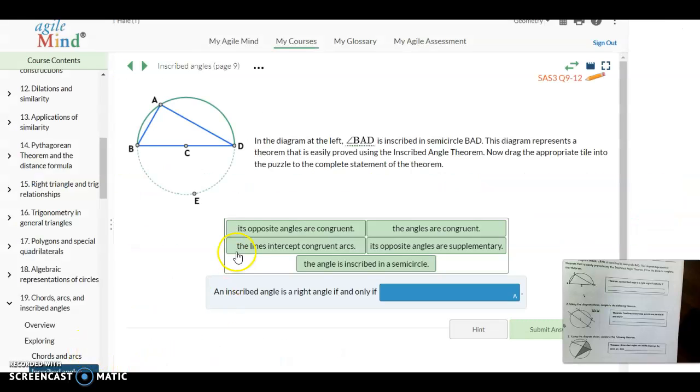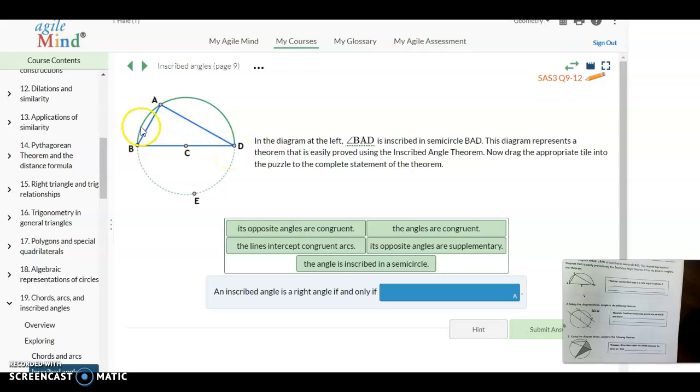Okay, on the first one, I hope you recognized that angle BAD has its vertex on the circle. So remember, that's called an inscribed angle, and an inscribed angle is half of its intercepted arc. Since BD is a diameter, the arc that angle BAD intercepts is arc BED, which is a semicircle. And we know semicircles are 180 degrees.